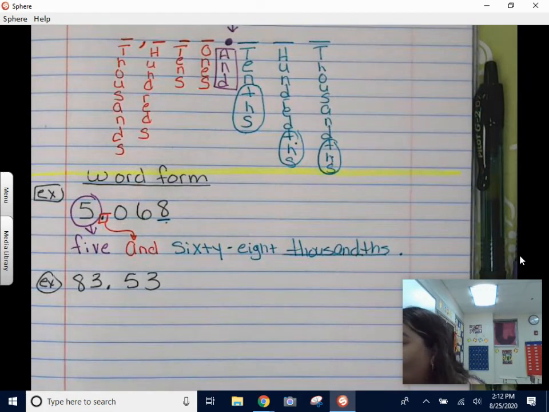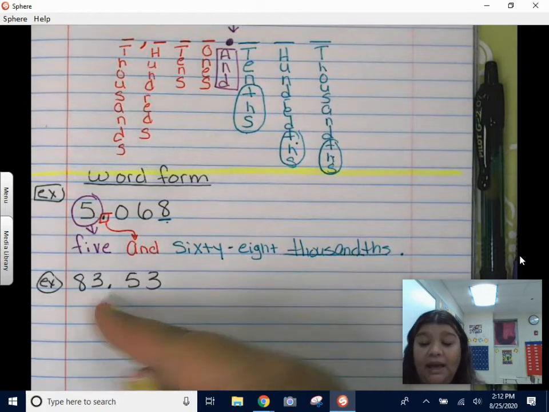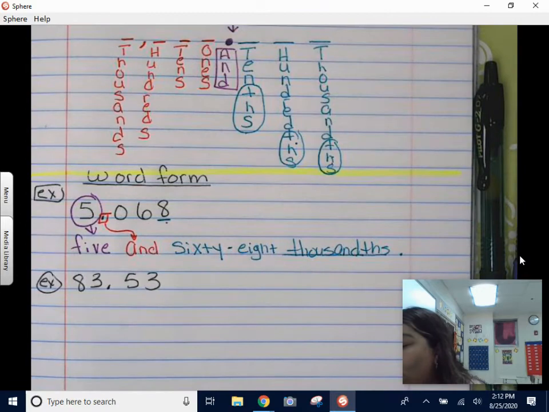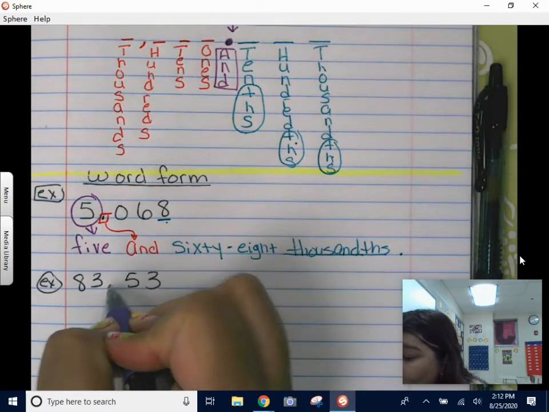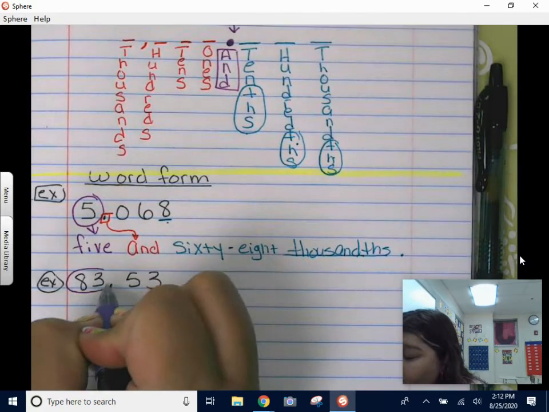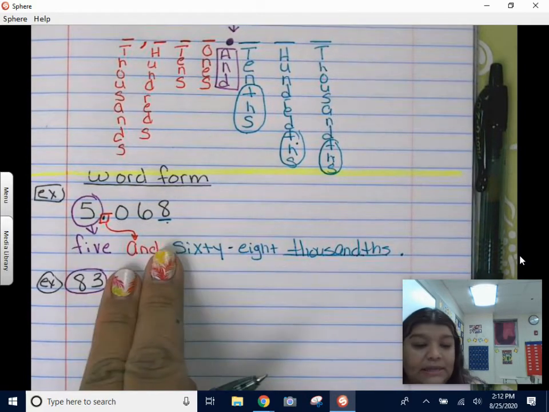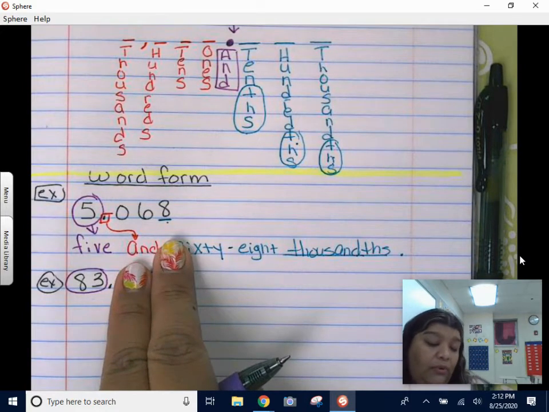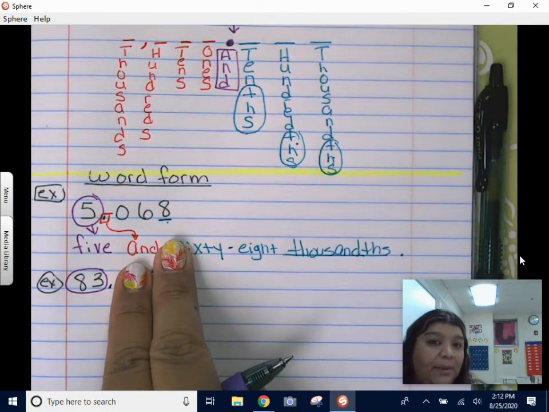Okay. Now, the first thing I see again, I see a decimal, which tells me I have whole numbers and I have decimal numbers. Okay. So we'll start with the whole number first. So here's my decimal. So I'm going to circle the number to the left, just so I can see it. All right, this is the number we're dealing with right now, the whole number before the decimal. And how do you say that number?